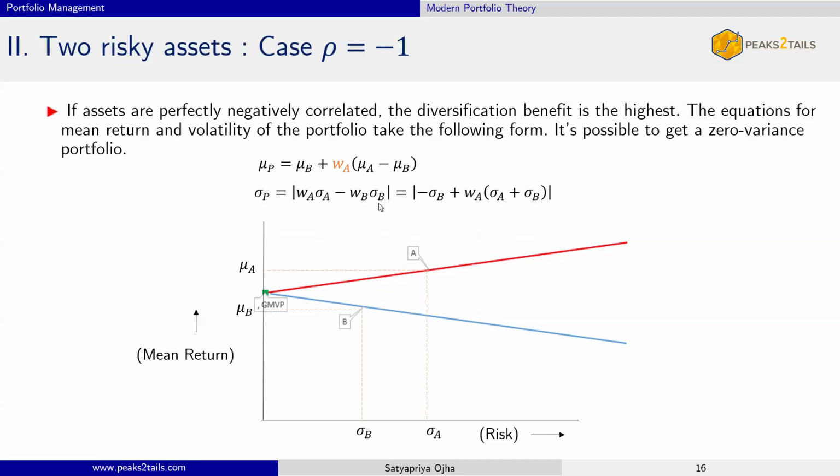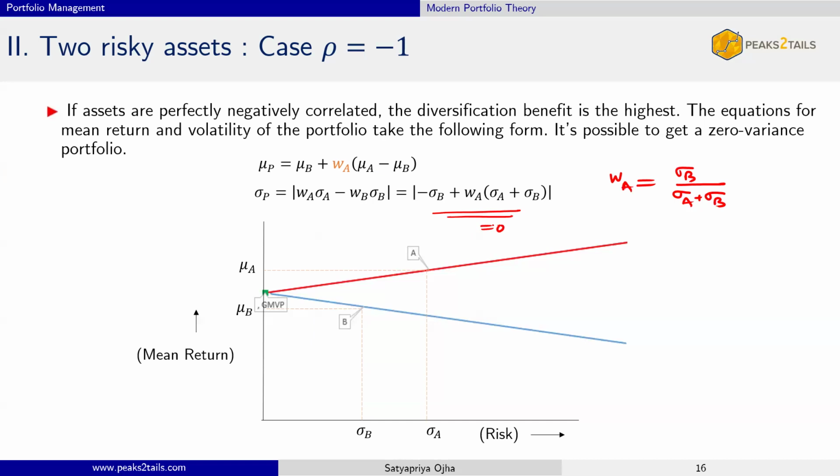Then sigma p has this formula, right? It will be a minus b whole square and then absolute value of a minus b. Just rearrange, you get this expression. Now, in this case also, you can get a zero variance portfolio. The GMVP would be a portfolio with zero variance, and the allocation for that is sigma b by sigma a plus sigma b, making this thing equal to 0.